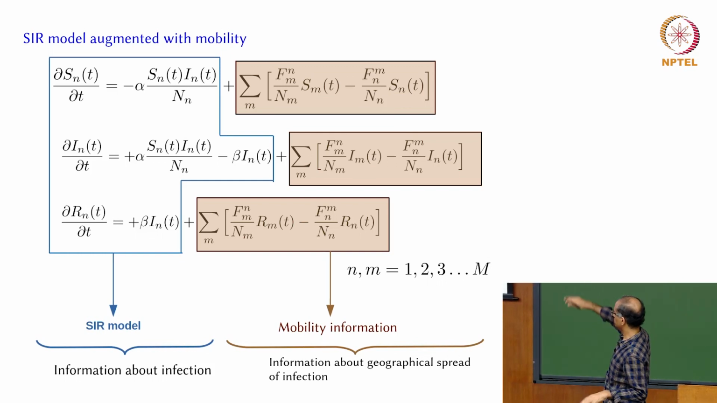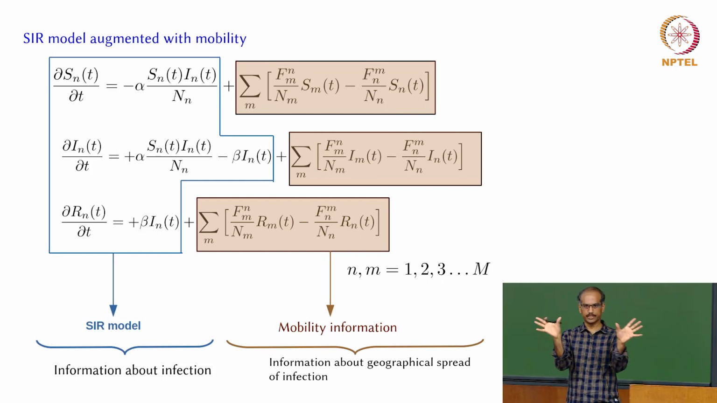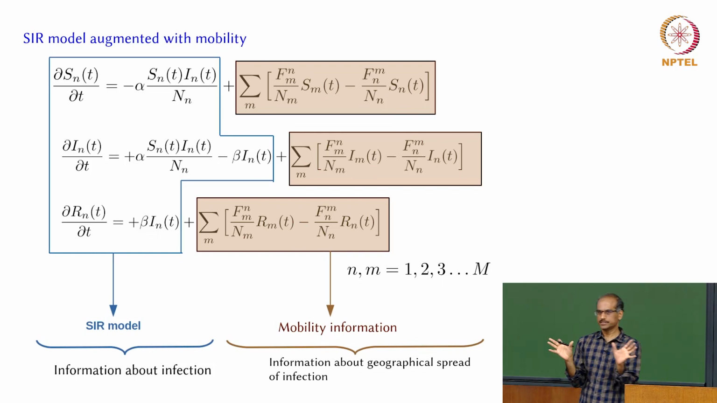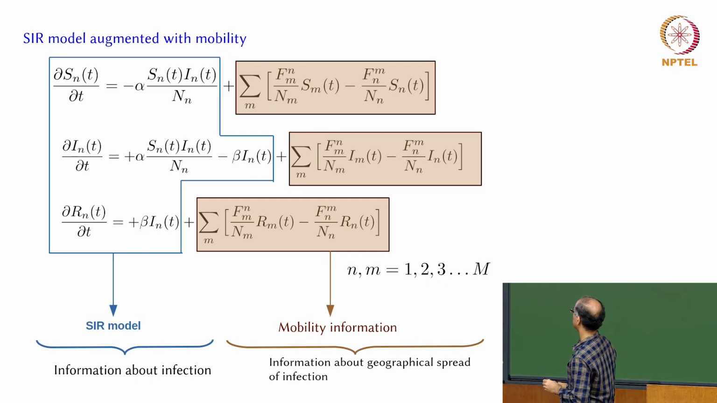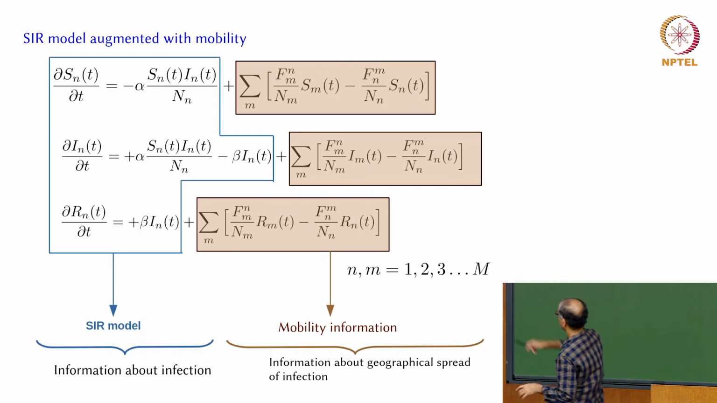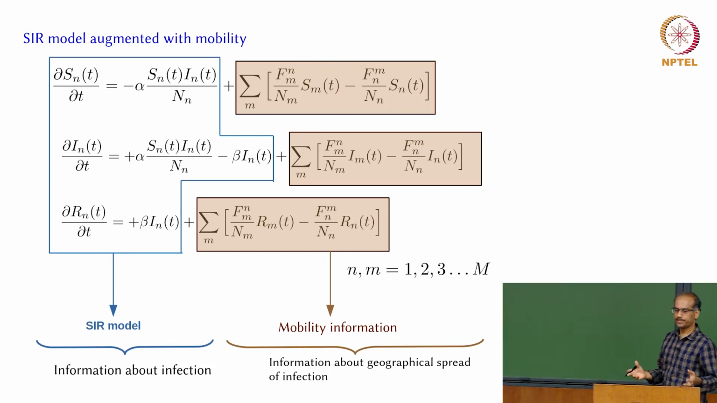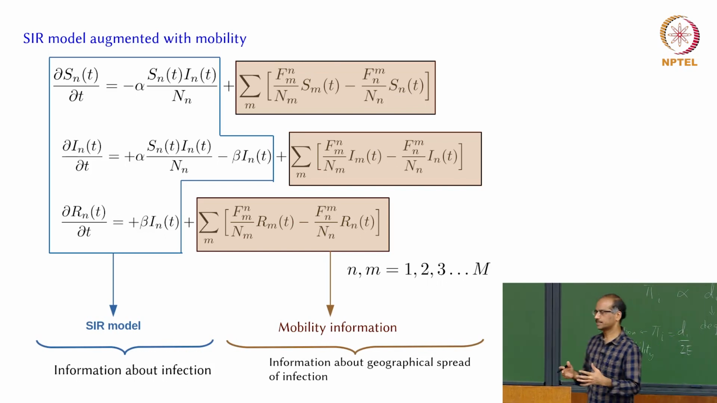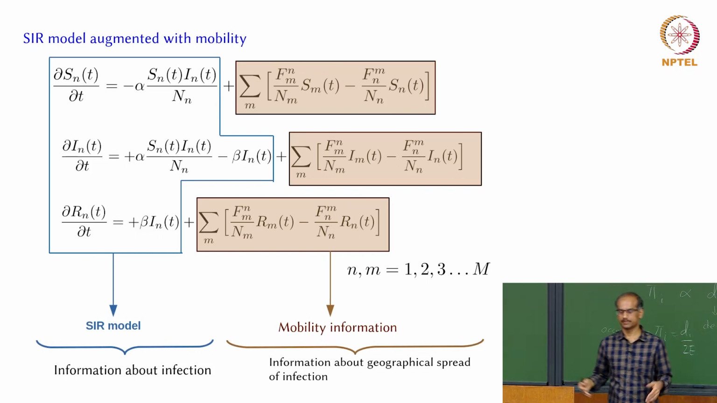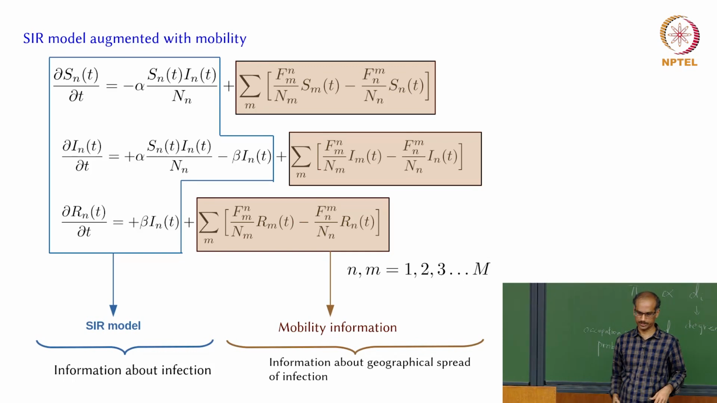So you have M of those cities. So there is a SIR model and there is mobility information which is incorporated in that. So N and M that you see everywhere in the summation and so on is simply the index for cities. Okay, so there are 1, 2, 3 up to M cities.